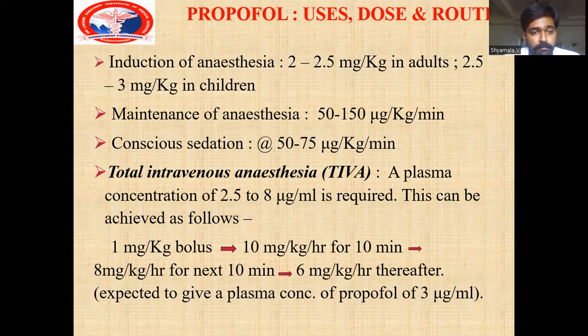For TCI, we can give 1 mg per kg bolus, then 10 mg per kg per hour for 10 minutes, and 8 mg per kg per hour for the next 10 minutes, followed by 6 mg per kg per hour thereafter.